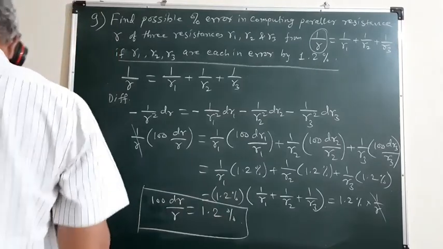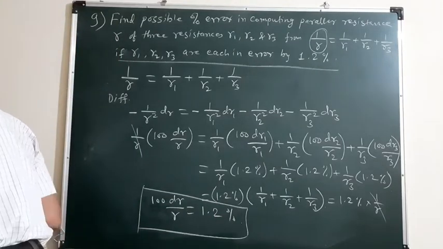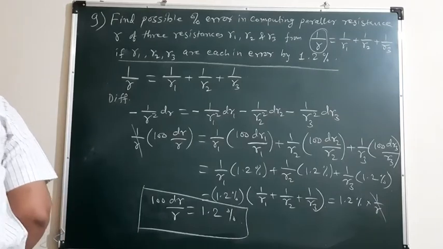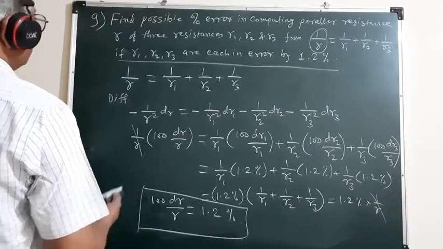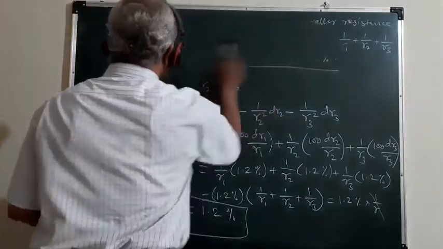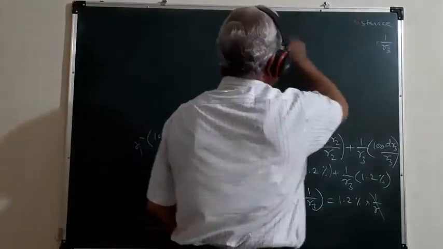So that is about the percentage error introduced in the determination of the equivalent resistance of the parallel combination of three resistors. So let us see the next one.